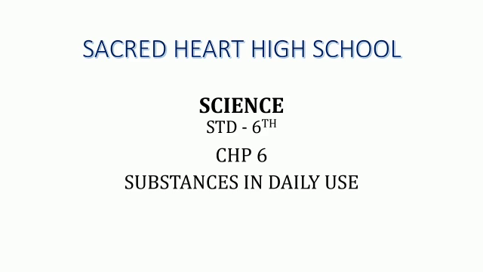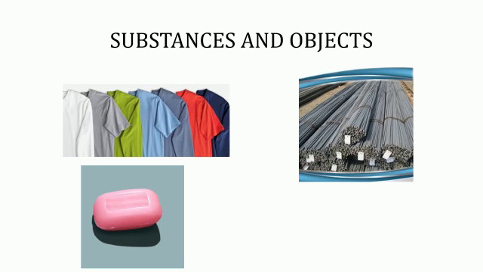Today we will be studying Science, Chapter 6, Substances in Daily Use. In this chapter, we are going to study about the substances and the objects that we use in our daily life. All substances are made up of very small particles. Objects are made from these substances. Objects have specific shape and their parts also have proper arrangement, which helps us to identify them.